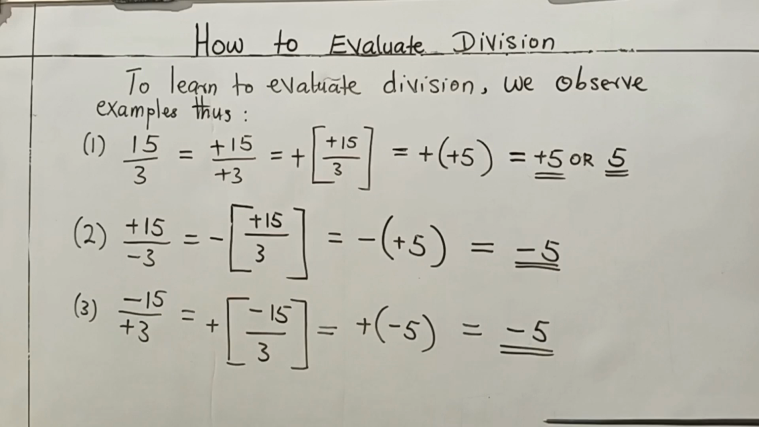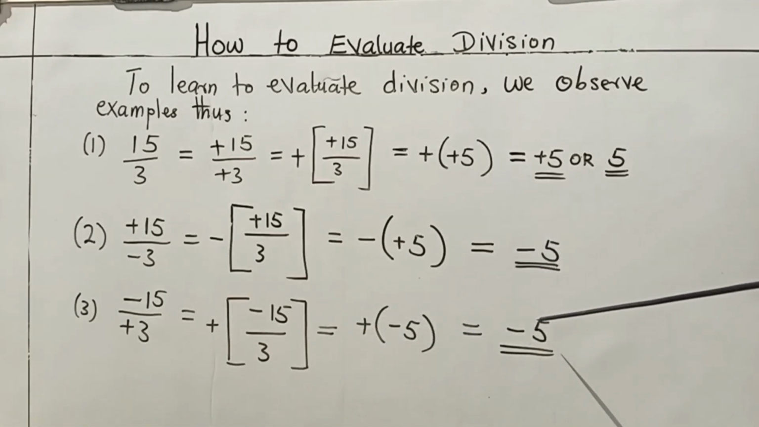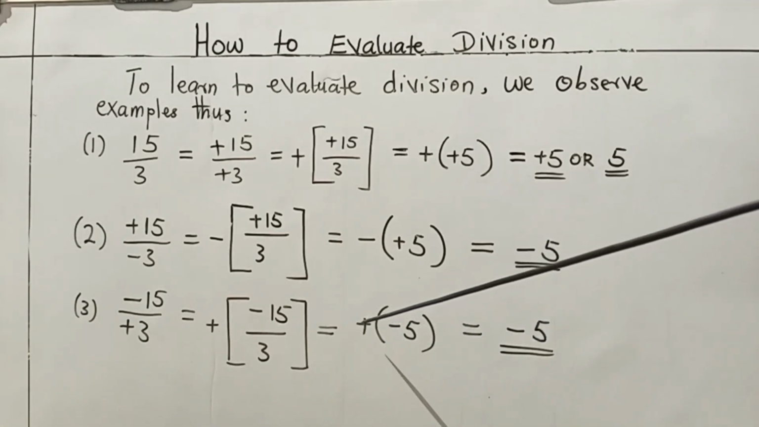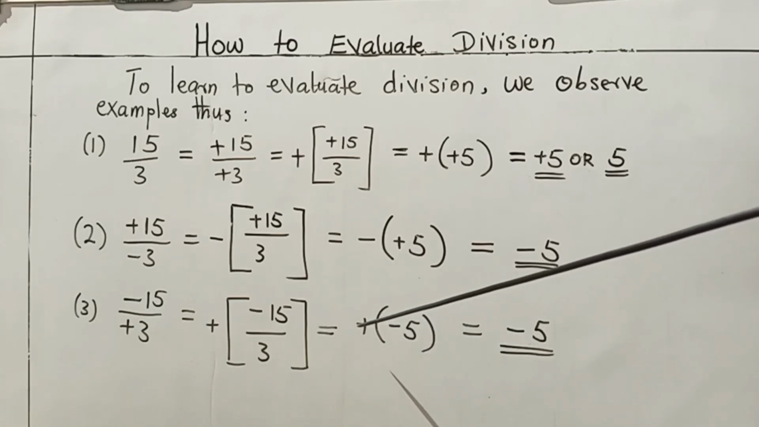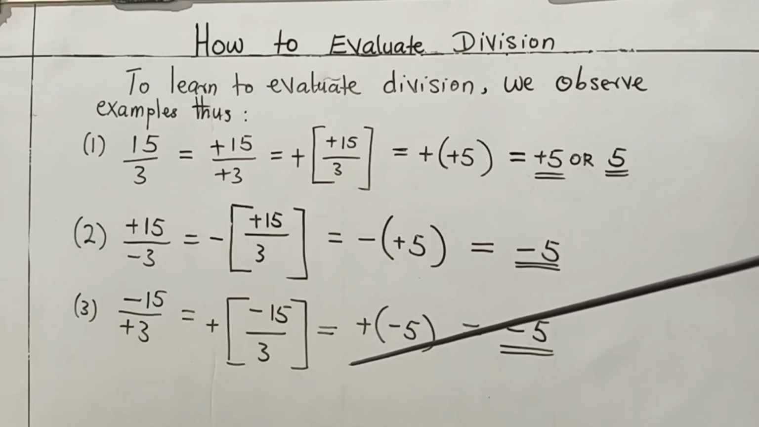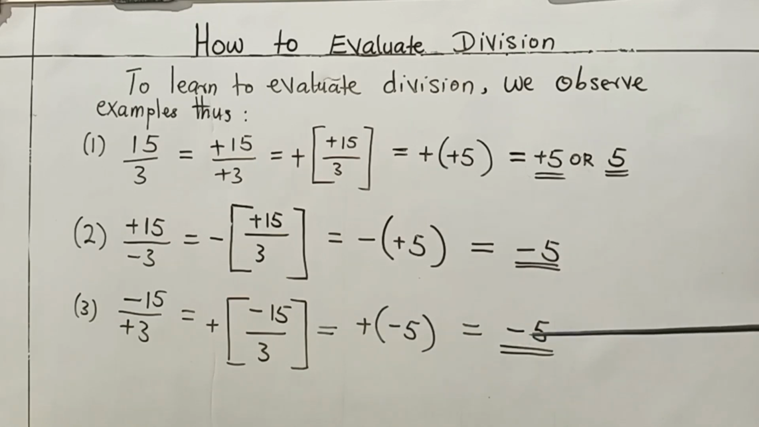Next, we interpret this expression to get the last answer. How? Positive of owing 5. That is, continue owing 5. That is why the answer is owing 5. That is minus 5. Let's see example 4.